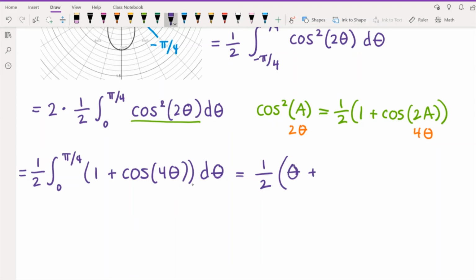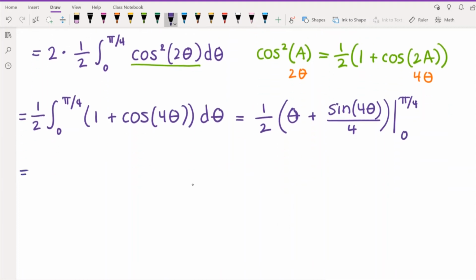And what is the antiderivative of cosine of 4 theta? Well, it's going to be sine of 4 theta over 4. You could do a u substitution, but it's one of the simpler substitutions that you might be able to just do in your head. And we're evaluating that at pi over 4 and at 0.